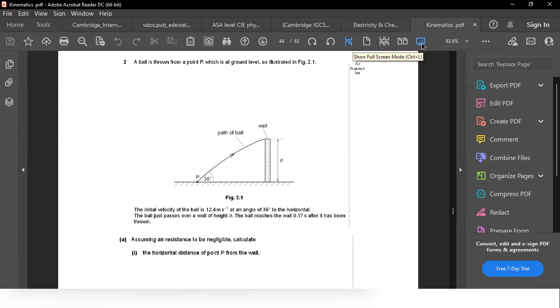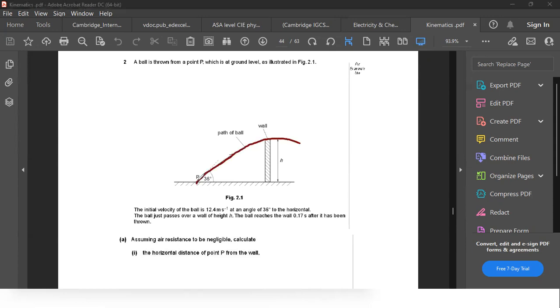Okay, right. So the initial velocity of the ball, instead of it going like this and then coming back down, they've only bothered to give you like half of it in the question.